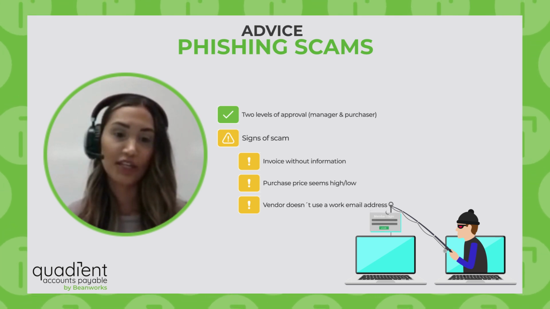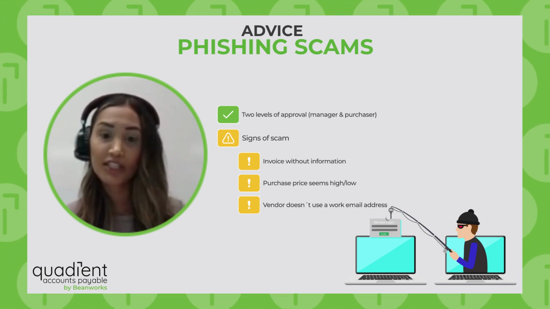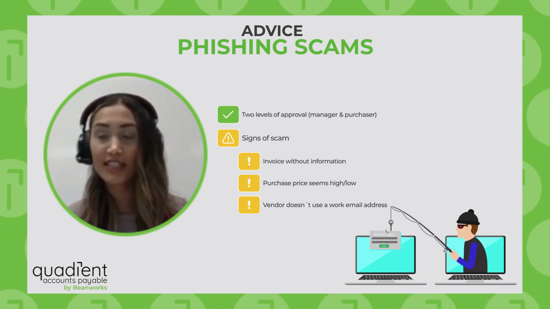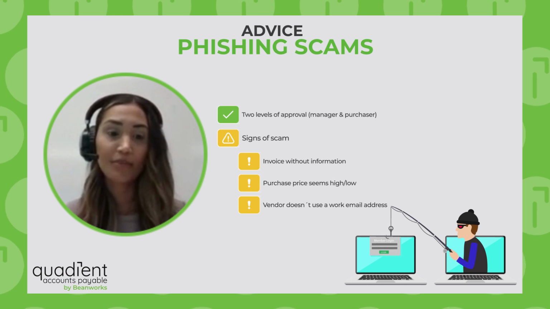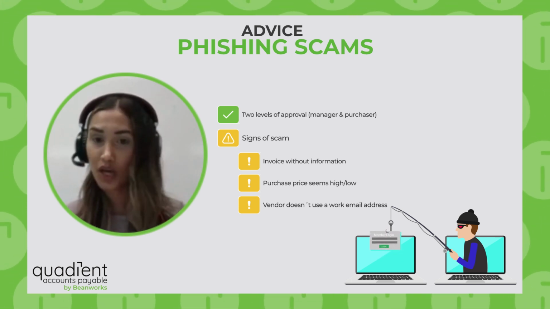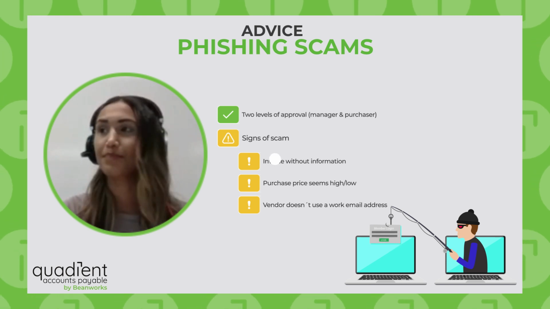Missing information on an invoice, like addresses, phone numbers, can be a sign that the invoice hasn't come from a trusted sender. And supplier purchase prices that appear too high or too low can also be a red flag.